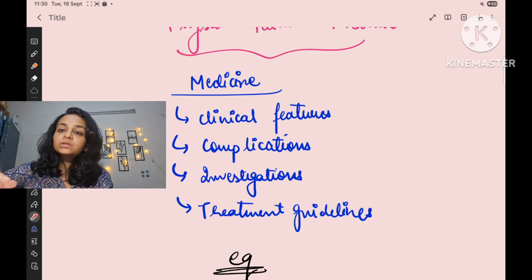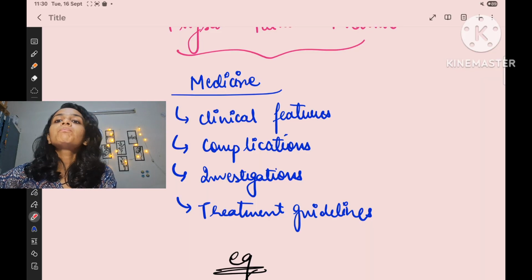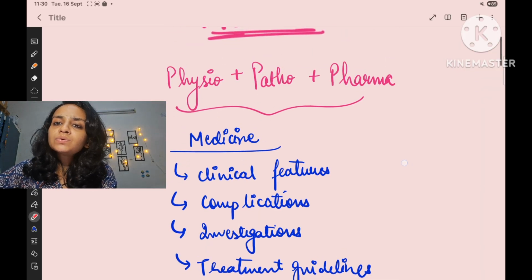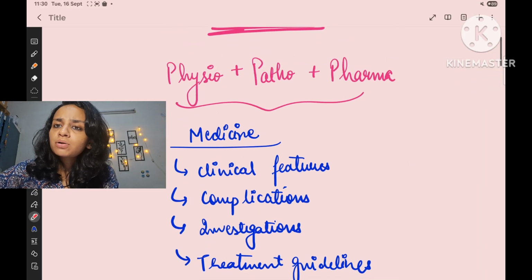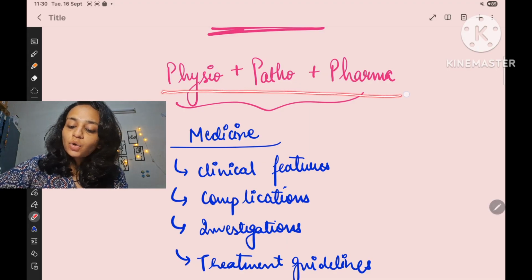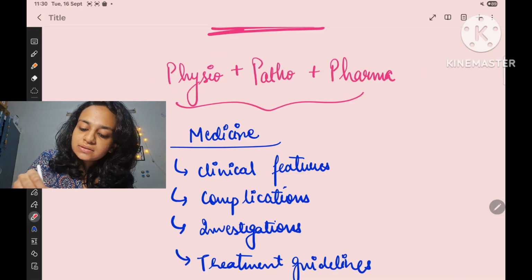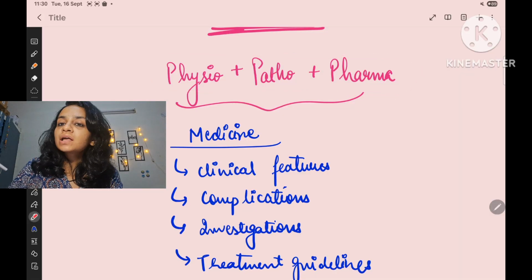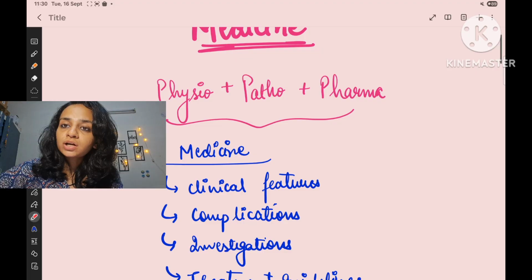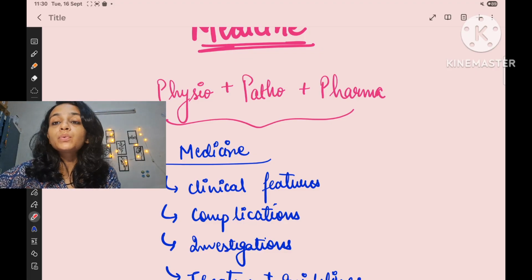So these are the 4 things that you have to study from your medicine notes, because in medicine notes everything is given: pharmacology, pathology, physiology, but you have to directly jump onto clinical features. But you can only do that when you have made a strong base in all these 3 subjects. If you have just made some shortcut for these 3 subjects, then you'll not be able to understand medicine.